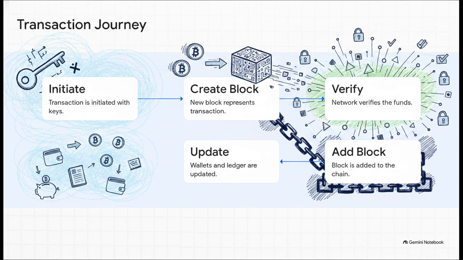Step 3, this new block is broadcast to the entire network, and all those interconnected computers jump in to verify that Phil actually has the 2 Bitcoins to send in the first place. Step 4, once it's verified, the block is permanently added to the chain. And finally, step 5, everybody's ledger gets updated and Jack's wallet receives the funds. It all happens seamlessly and totally without a bank in sight.